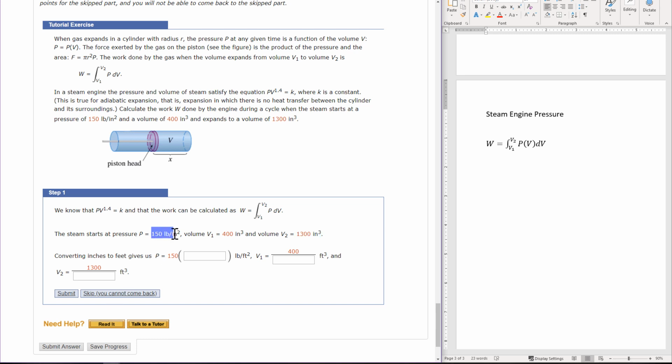We have 150 pounds per square inch, so this is in square inches, and we want it in square feet. So this is the multiplying factor that we need. We need to multiply this by 12 times 12. So 12 times 12, I think it's 144.